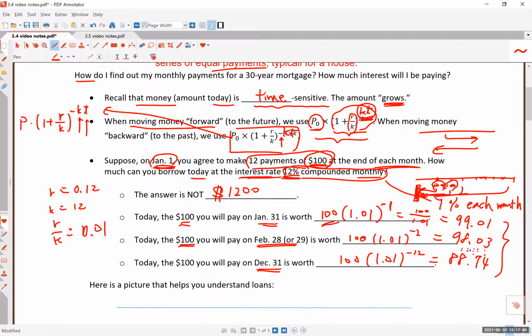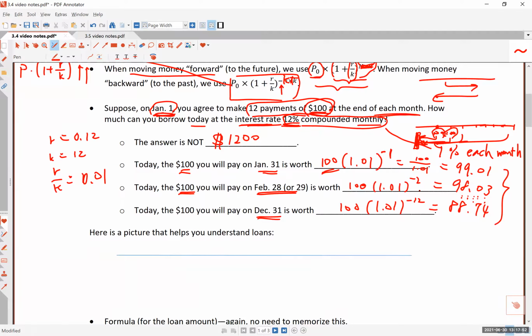If you add up all of these 12 payments, that's how much you can borrow today. All right, you understand that? Okay, you don't have to know all the details of the calculations. I do want you to know though how the banks and other institutions calculate how much you can borrow today based on your future payments and the number of years, which is called the terms.